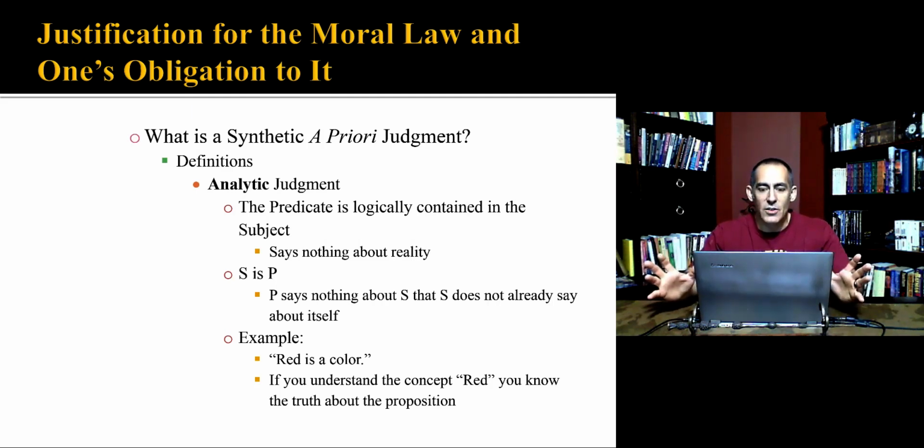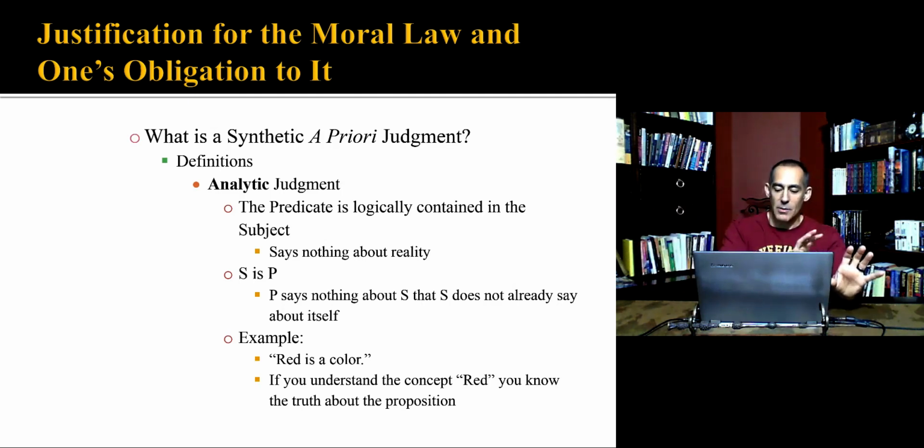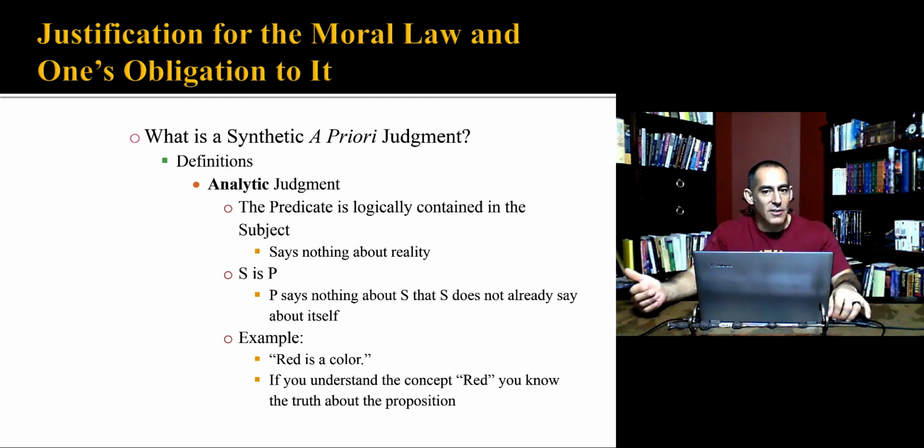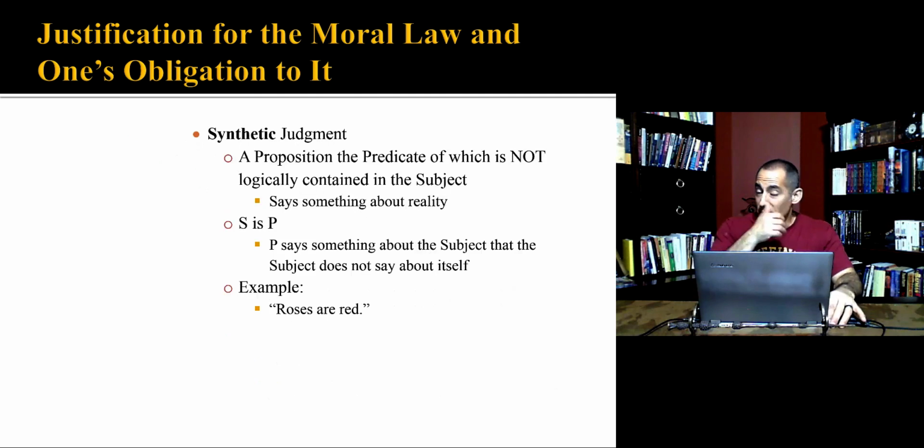True by definition. So here's an example of an analytic statement: the idea that red is a color. There's nothing about the subject red that doesn't already include the concept of color, or the color concept is built into the concept red. If you understand the concept red, then you already know that this is a true proposition. Right? It's just true by definition. That's what we mean by an analytic statement. That's, I think, a good example of an analytic statement.